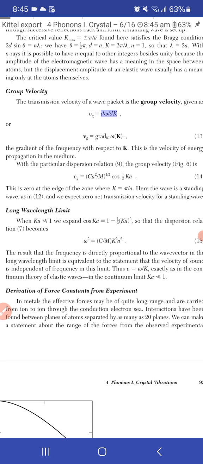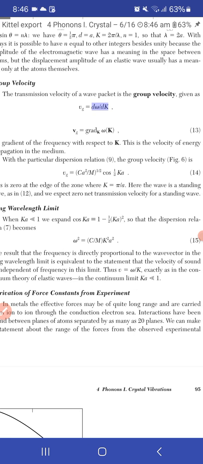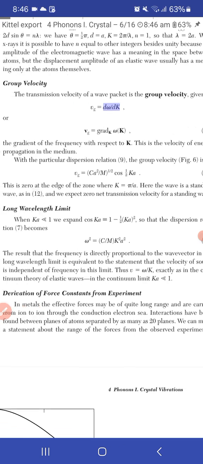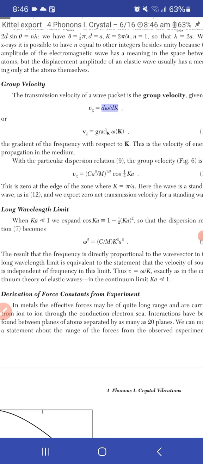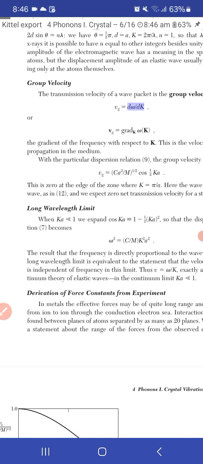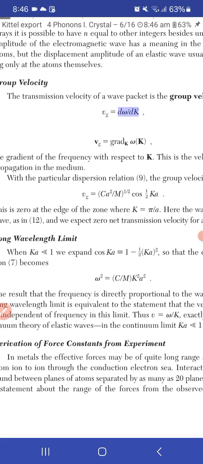With this particular dispersion relation, the group velocity is Vg = √(Ca²/m) cos(½Ka). This is zero at the edge of the zone where K is equal to π/a. Here the wave is a standing wave as in equation 12, and we expect zero net transmission velocity for a standing wave. We expect zero net transmission velocity, okay, at the zone boundary.